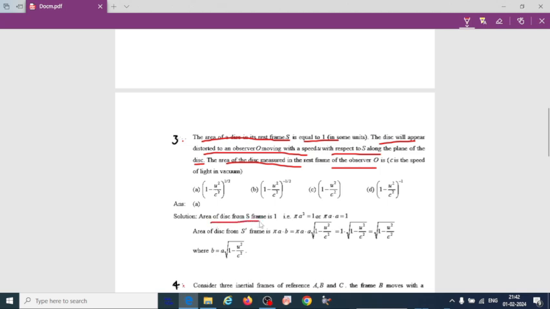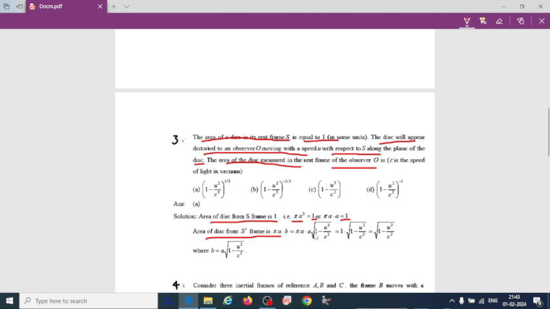Area of the disk from the S frame means 1 unit, that is the area as we usually measure, pi r squared. So pi a squared we can take, that is equal to 1 unit. Taking the multiplication, pi a dot a is equal to 1. Then the area of the disk from another frame, S prime frame, is pi a dot b, we can take, to differentiate the frames. Just equate here.